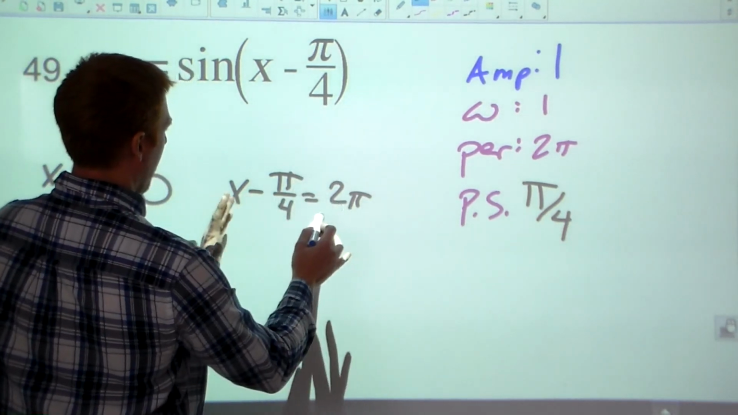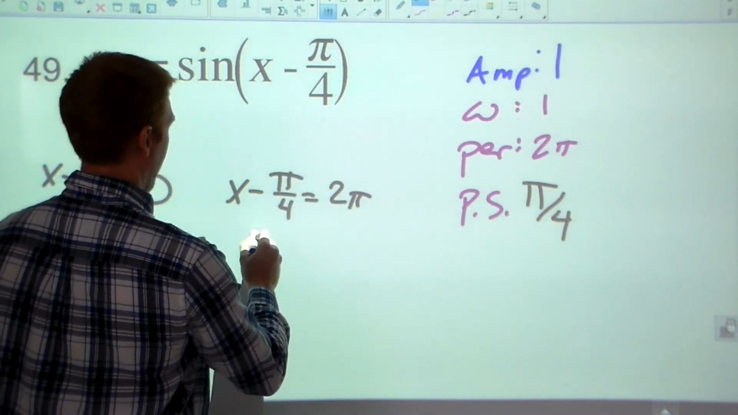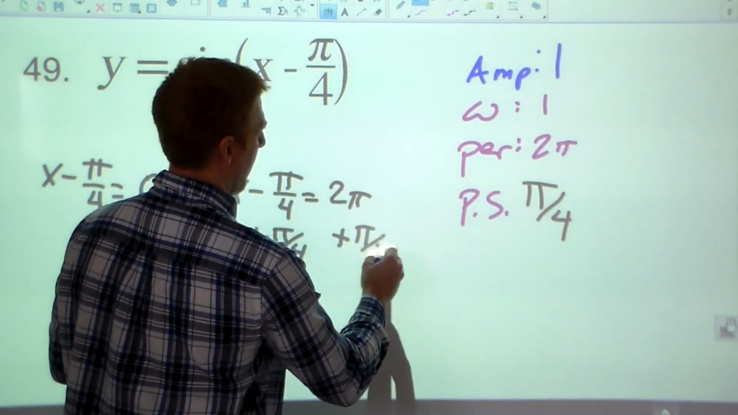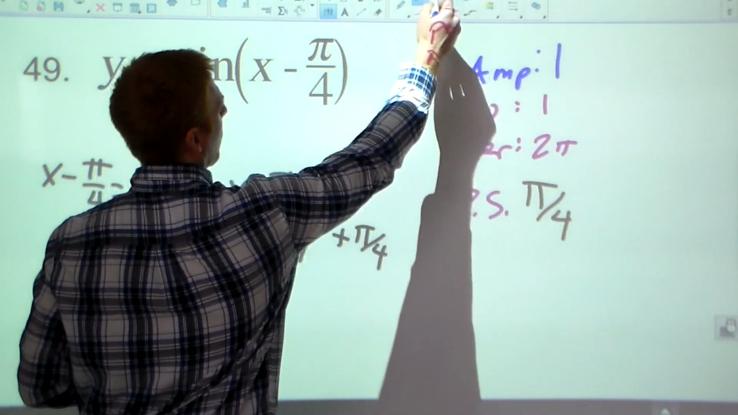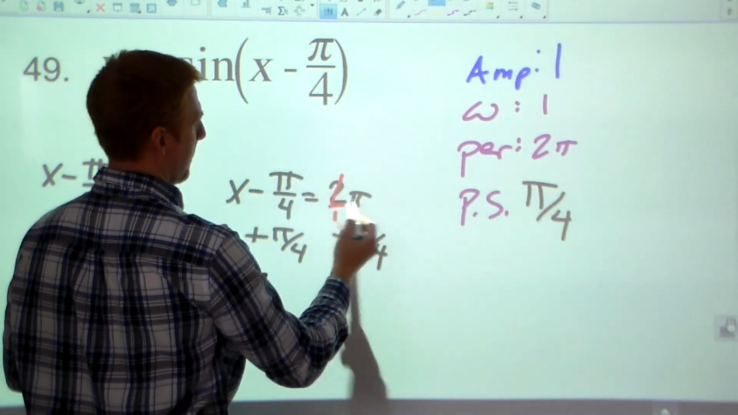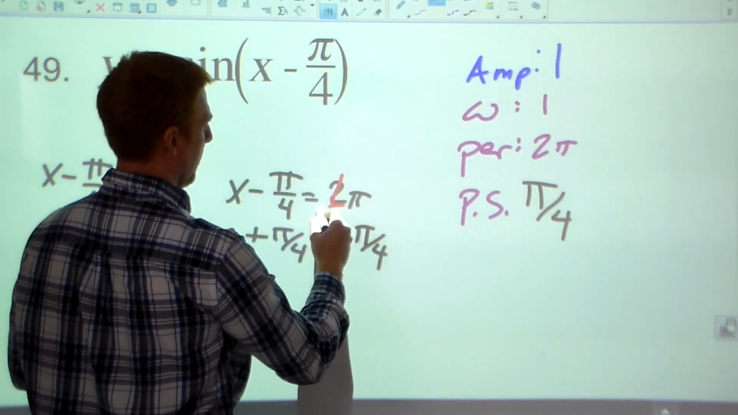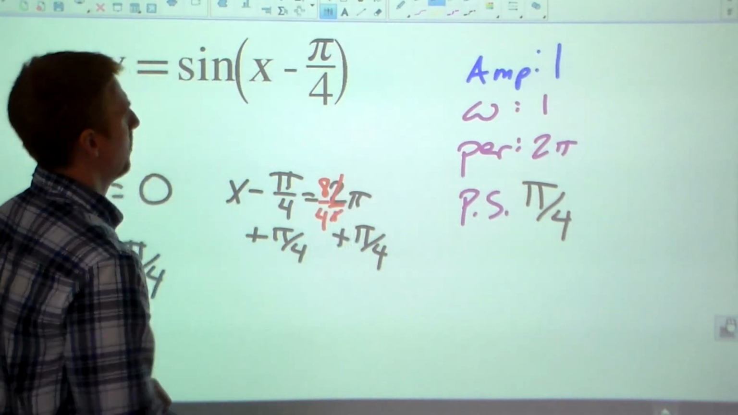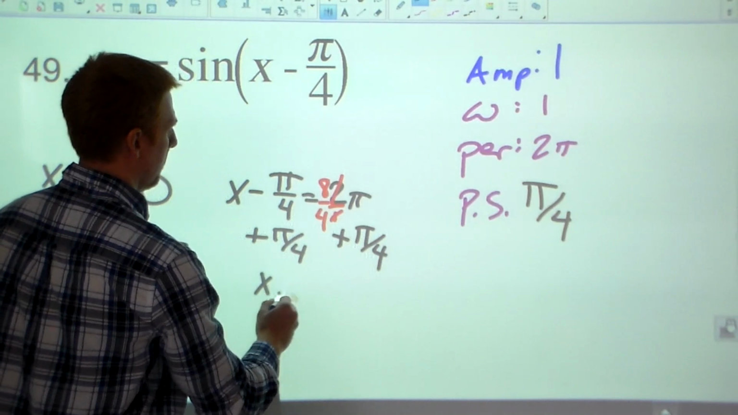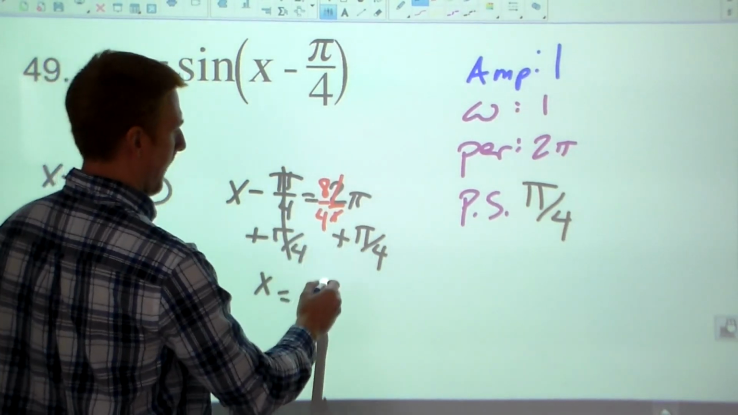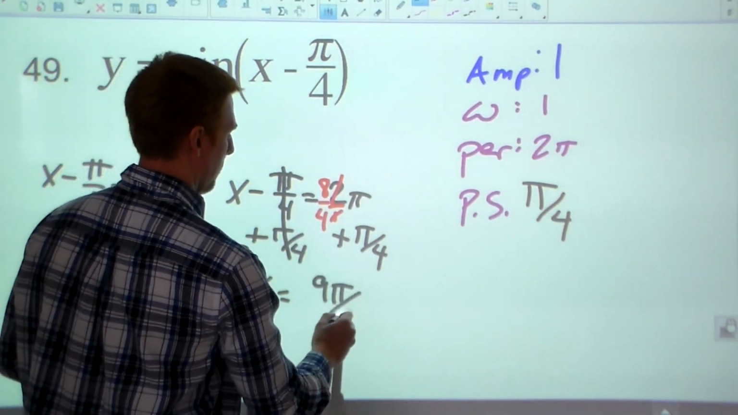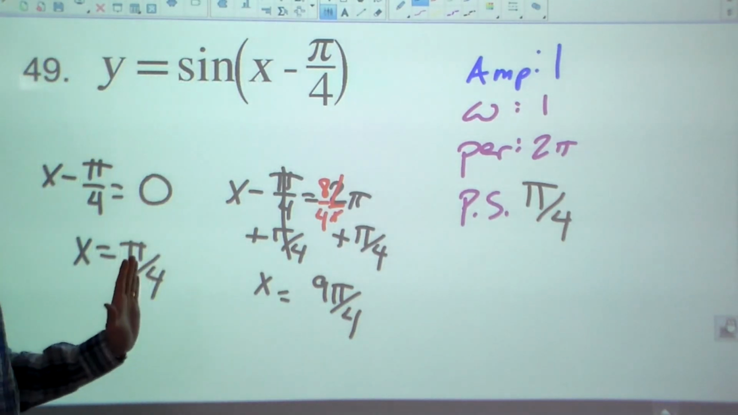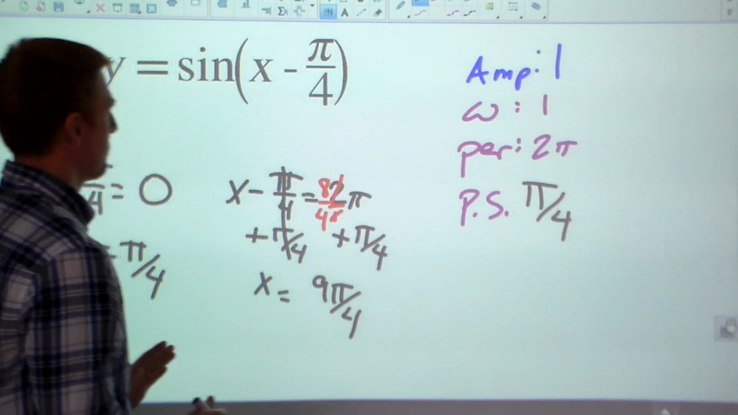So I want to figure out what x is in this situation. I'm going to add pi over 4 to both sides. Now to do that, I really need this to be out of 4, so let's make it 2 over 1, but let's turn it into fourths, so that would be 8 fourths. I guess I'll scratch the 1 out. So that would add 0. This would now be 9 pi over 4. So one cycle will begin at pi over 4 and end at 9 pi over 4.